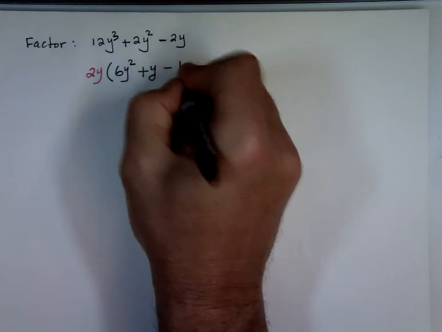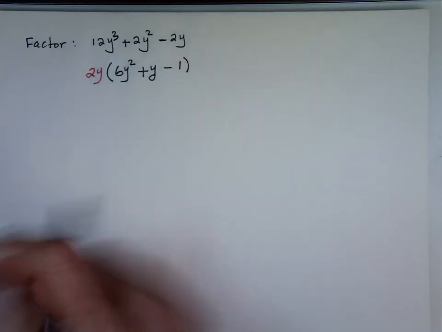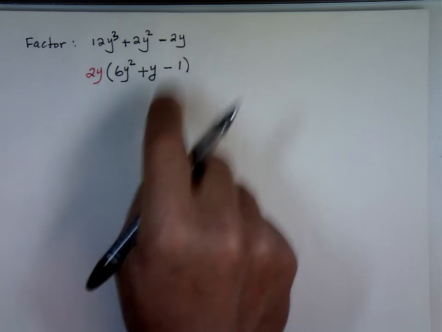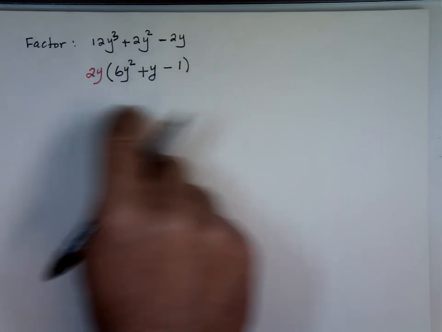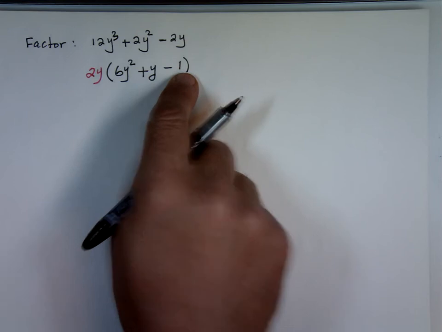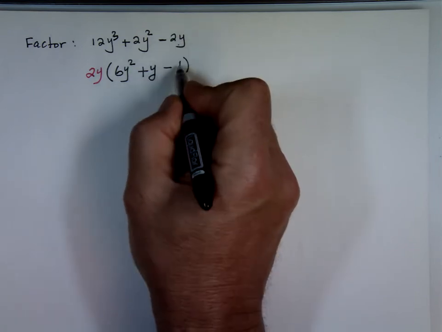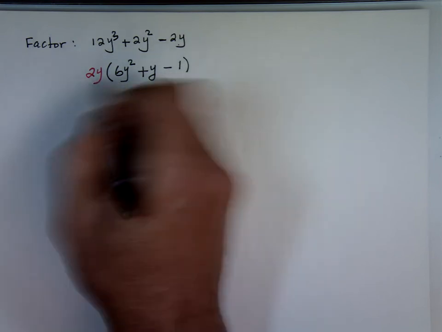Because remember, if I multiply this, I should get that. If you put a 0 here, what is 2y times 0? You will have a 0. You will not have the 2y here. So you want to make sure you get the 2y. If you multiply that through, 2y times 1, that's the 2y.